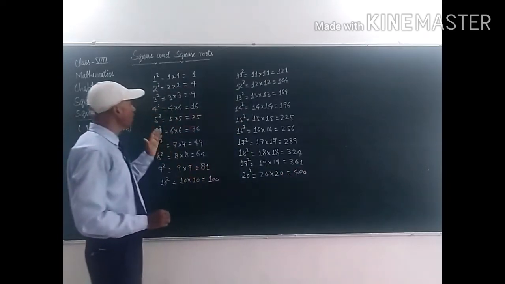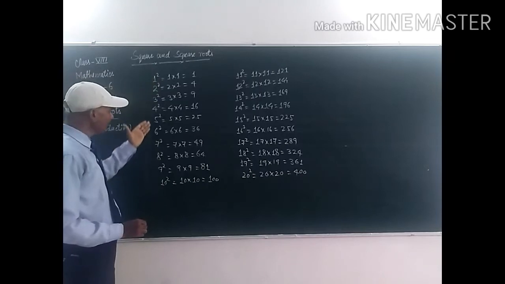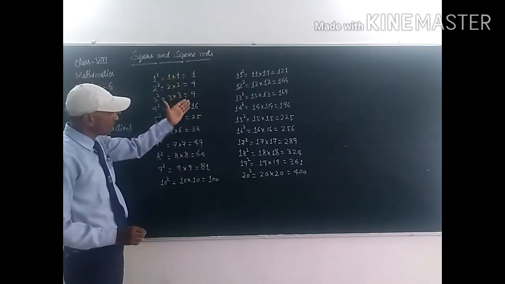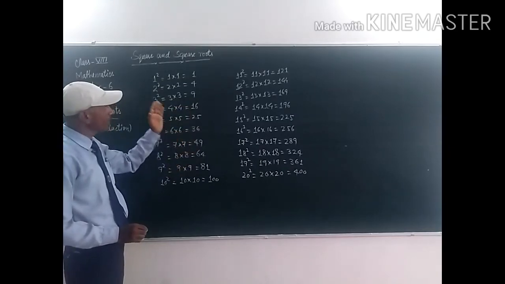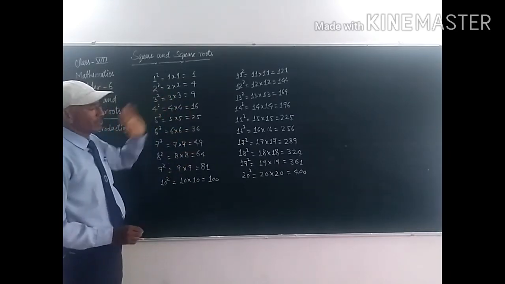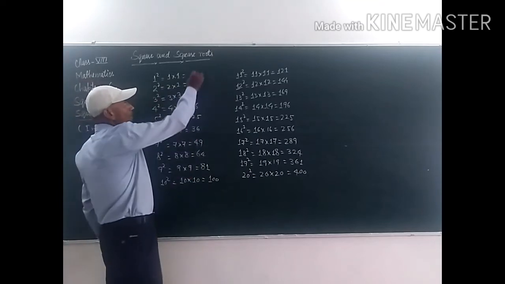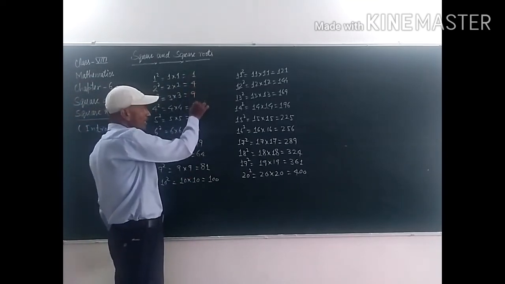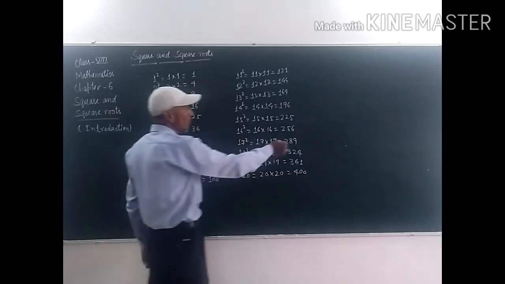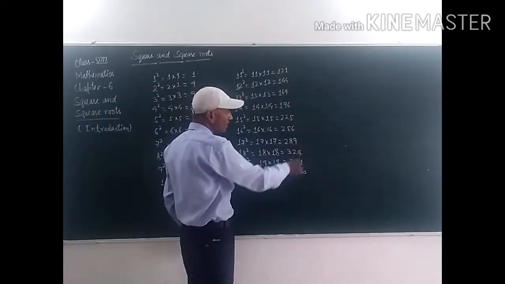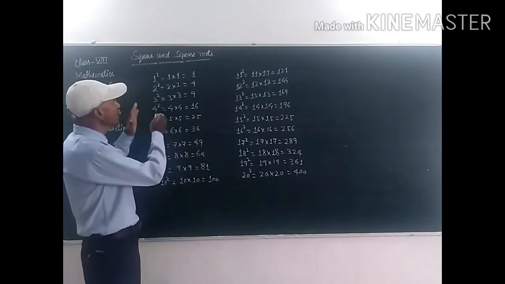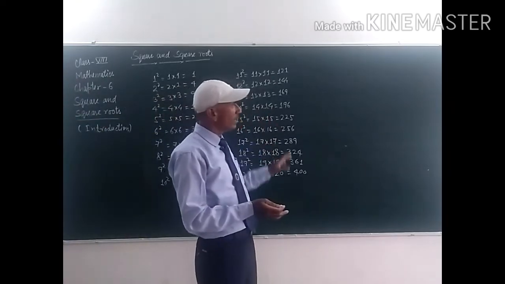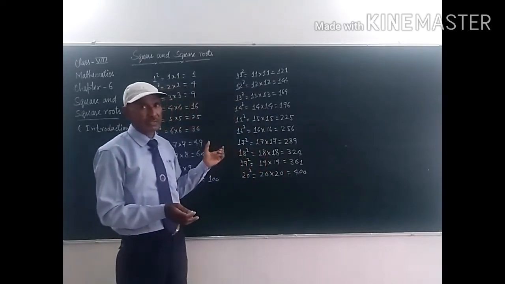Clear, students? Now these are the squares of numbers from 1 to 20, and these numbers are the perfect squares of numbers from 1 to 20. These numbers, 1 is a perfect square, 4 is a perfect square, 9 is a perfect square, 16 is a perfect square, 289, all these numbers are perfect squares. Now from this table, students, we have to find the properties of squares.